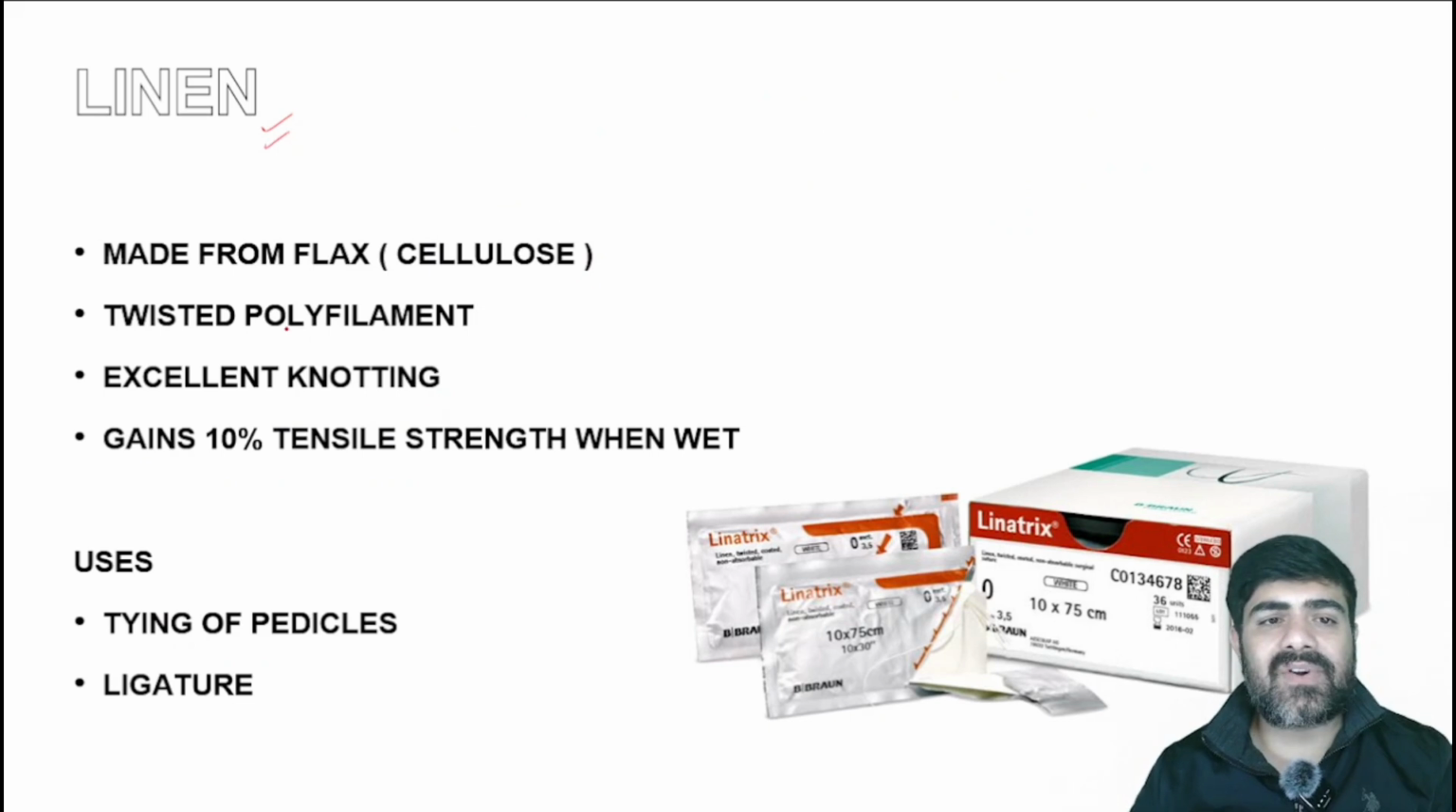It is not seen nowadays. It is made from flax, which is a cellulose. It is a twisted polyfilament suture. There is excellent knotting and it gains 10% tensile strength when it is wet, and it is used for tying up pedicles, and it is used as ligature. So it is not seen nowadays in practice.